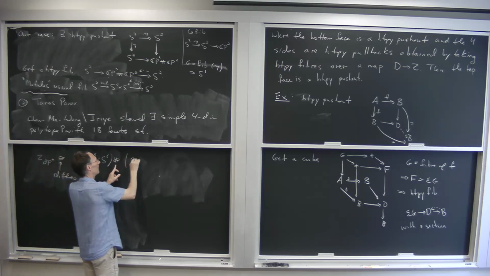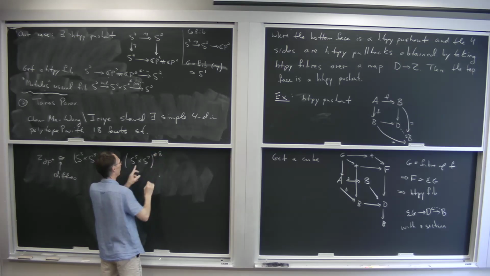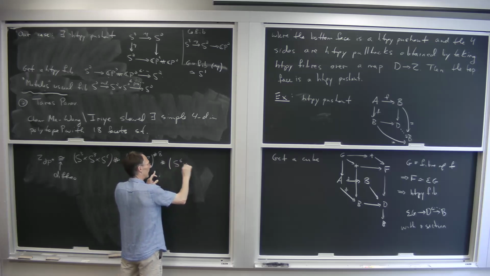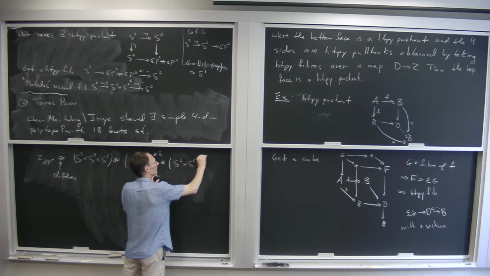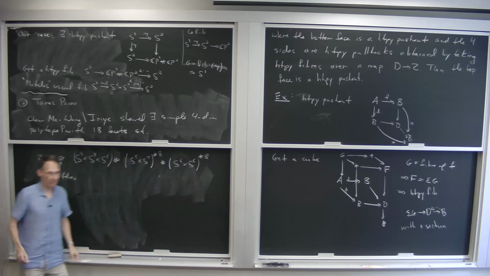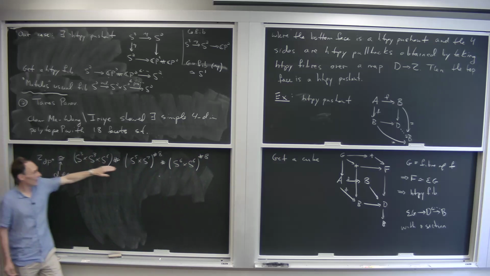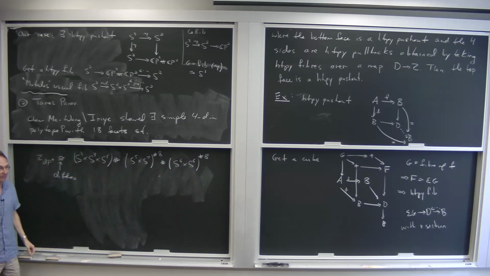connected sum with some copies of S5 cross S7 connected together, 8 copies of that connected together, and 8 more copies of S6 cross S6 connected together. So this is the first example of a moment angle manifold where you had a product of 3 spheres showing up in that connected sum with some other guys.